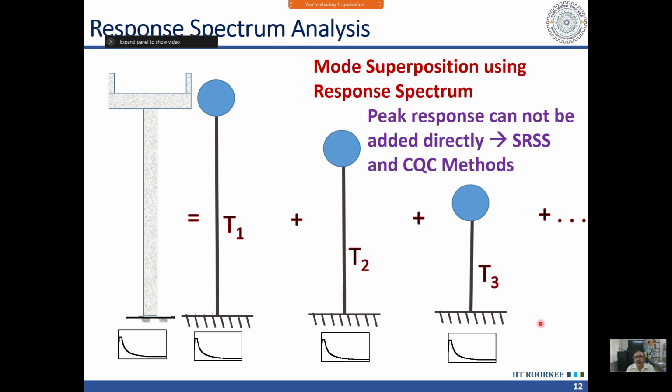Only in those cases where we cannot get 90% mass participation, considering a reasonable number of modes. For example, this happens in case of cable stayed bridge. So in cable stayed bridges, if we consider even 200 or more than 200 modes, it will be difficult to get 90% mass participation. In that case, this mode superposition method is not going to work. There we have to go for the time history analysis.